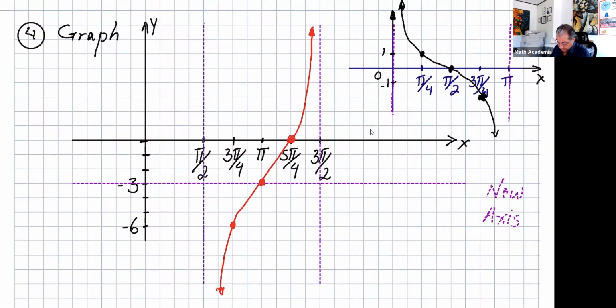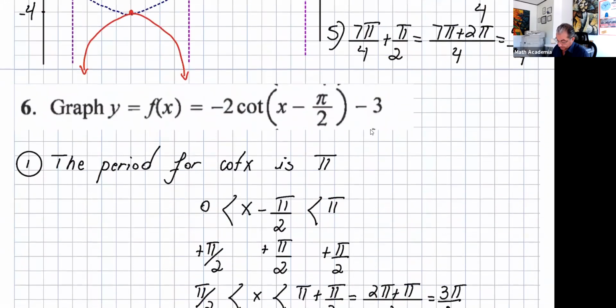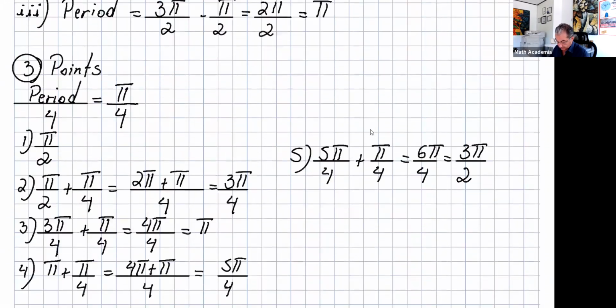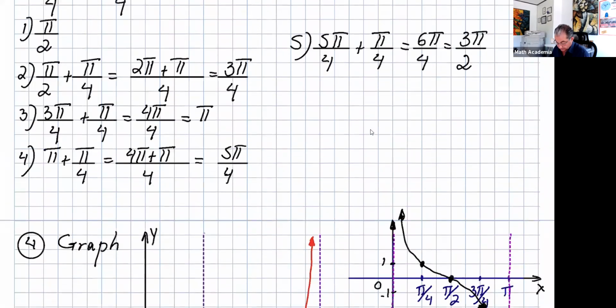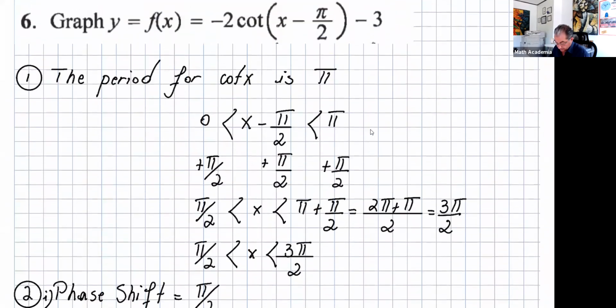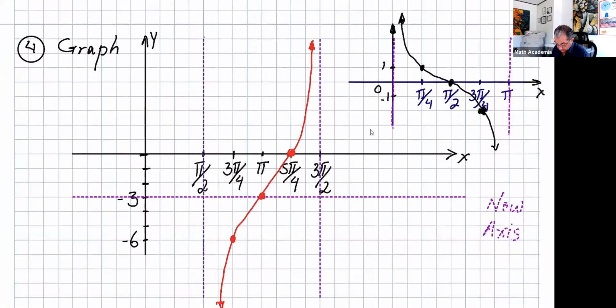So let's prepare the graph. First of all, the new axis is -3. So I went down 3. The coefficient is -2. So we're going to go up and down 2. And let me fix that. So it's -3 if we go up and down 2.